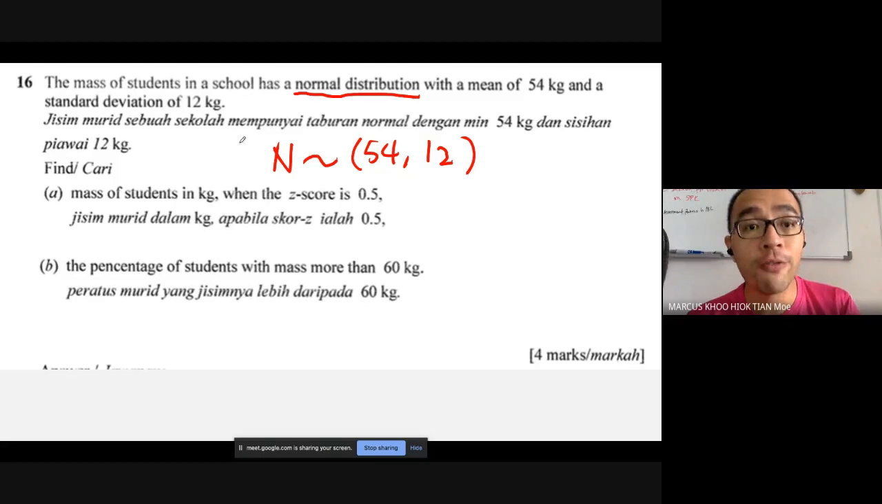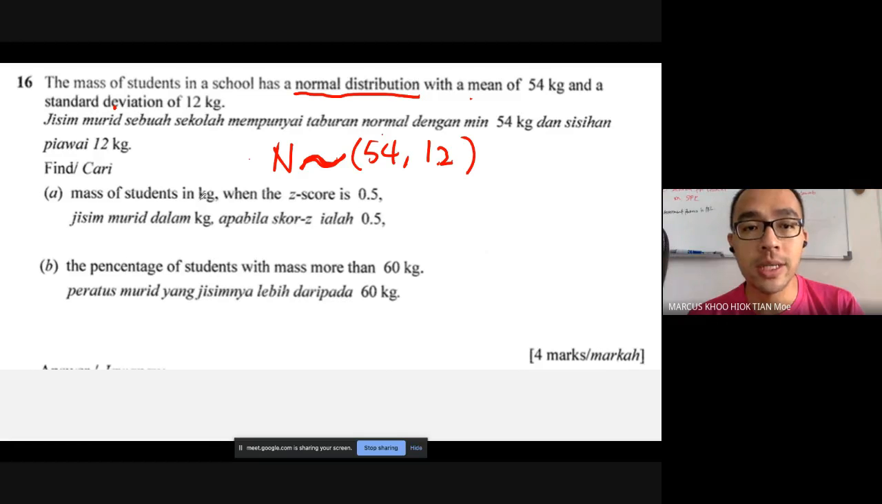This is a short form. This is the long sentence: mass of students in school has normal distribution with mean of 54 and standard deviation of 12. Very long. But sometimes the question will give you mass of students in school follows a normal distribution, and it is given just like this, with a curly symbol, then 54 and then 12. So you have to know that the first number represents the mean and the second number represents the standard deviation. Please note the difference.